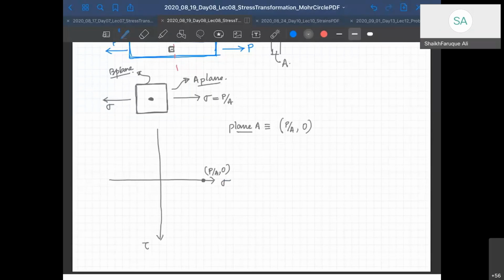What about plane B? That is 0, comma 0, right? So that's going to be this point. So this is my A point, that's my B point. And then I have to draw a circle between them, right?